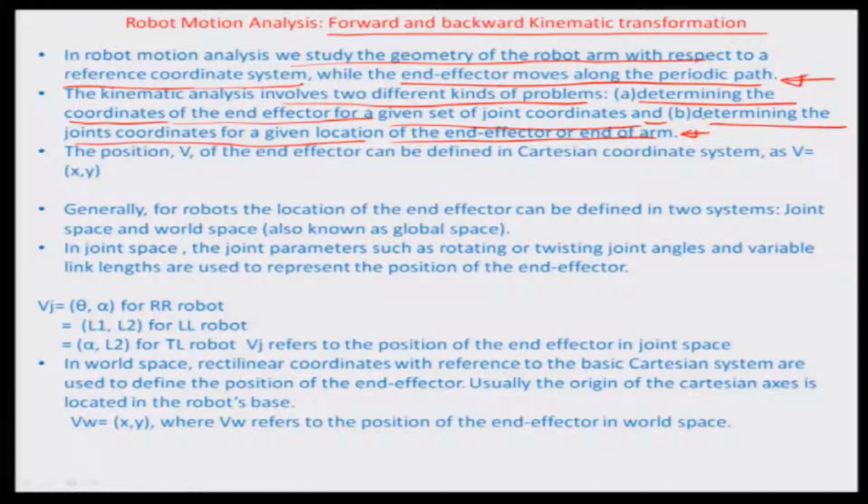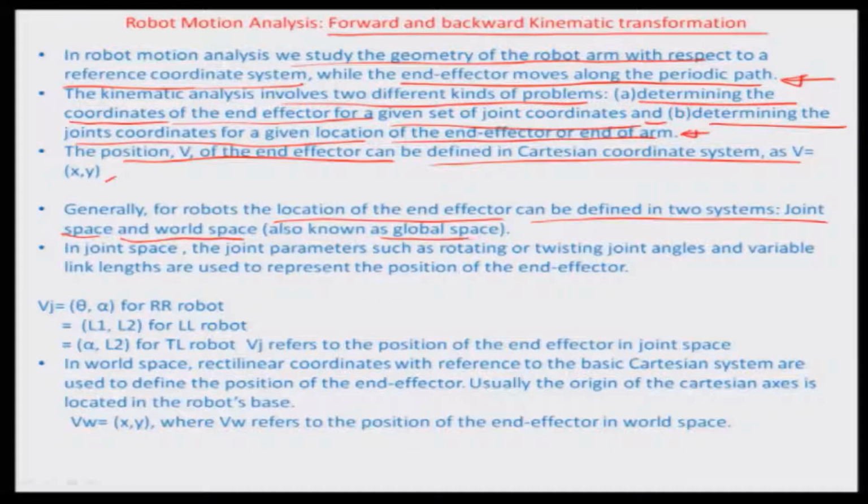The position V of the end effector can be defined in Cartesian coordinates as x, y, and generally for robots the location of the end effector can be defined in two systems. One is the joint space and the other is the world space, also known as the global space. In the joint space, the joint parameters, such as rotating or twisting joint angles and variable link lengths, are used to represent the position of the end effector.